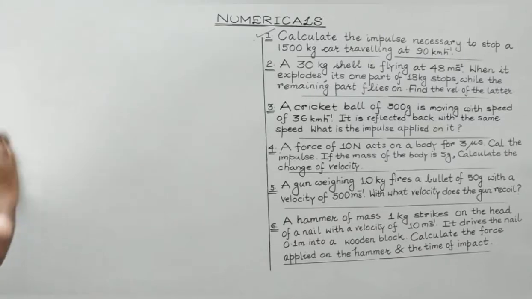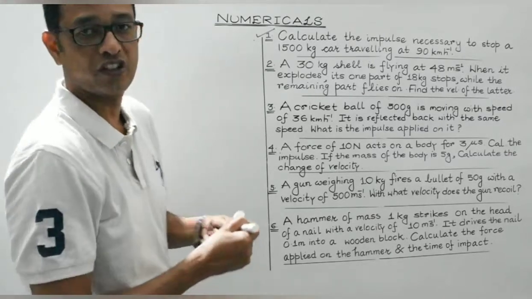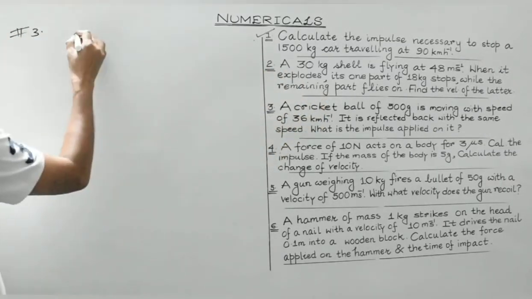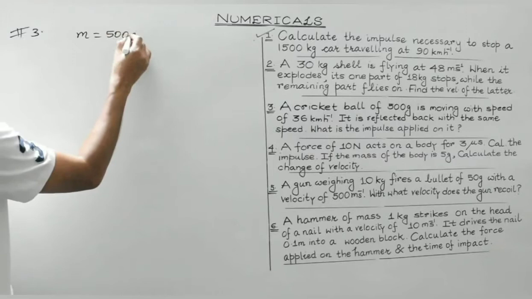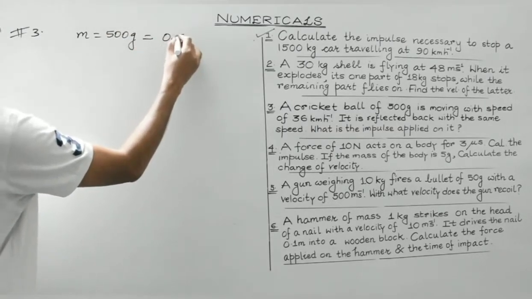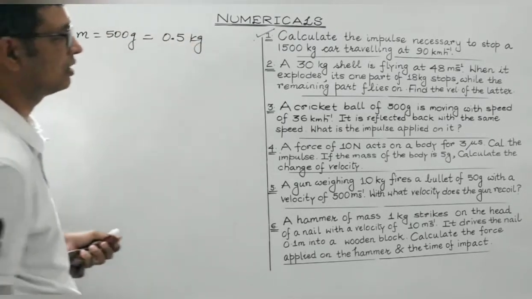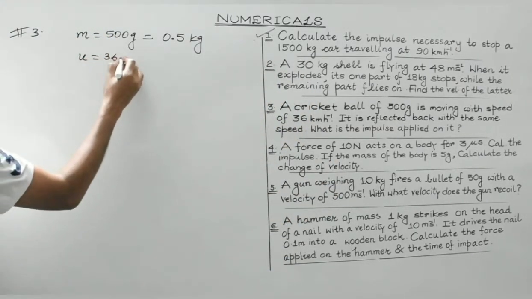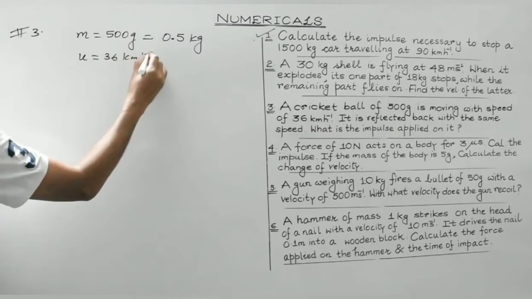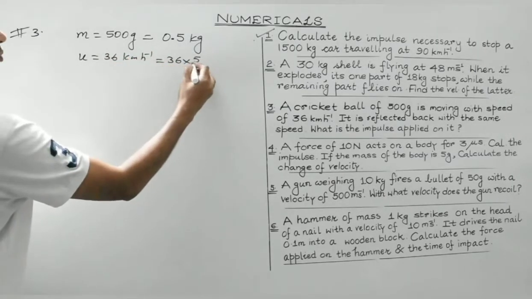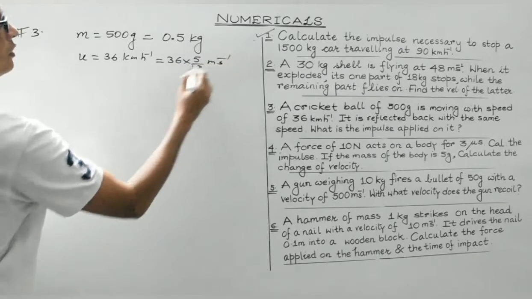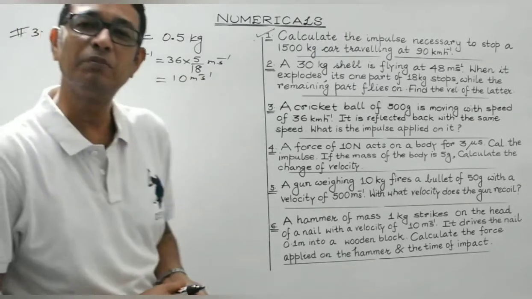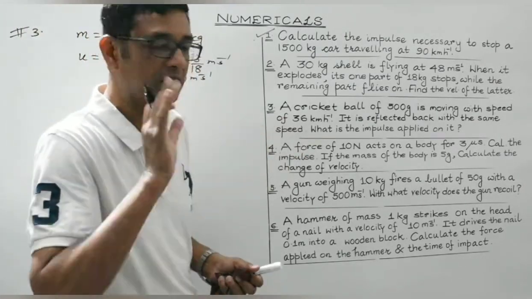Okay, this is again a very interesting question based on reflection, right? So, mass of the ball, that's given to be 500 gram. Let's convert it in SI. So it will be 0.5 kg, half kg, right? Moving with speed of 36 km per hour. So what is the initial speed? 36 km per hour can be converted into meter per second. So it will be 5 by 18 meter per second. So that will be equal to 10 meter per second. Isn't it? 1 km per hour is 5 by 18 meter per second.